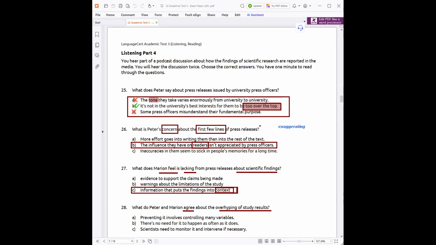What do they agree on? Now they're talking about, right, overhyped science stories. Let's listen to what they both agree on.